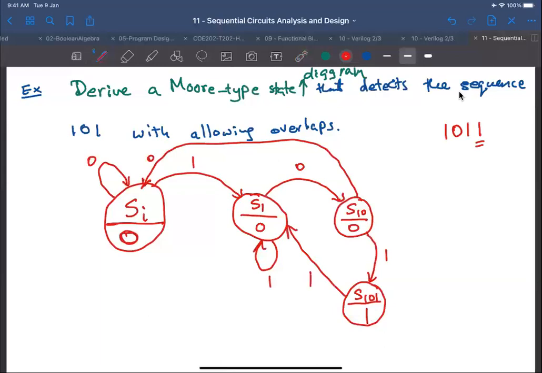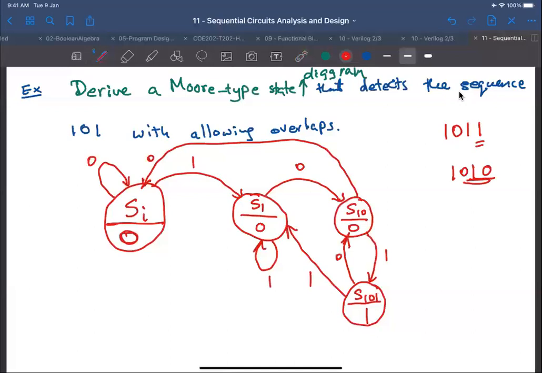This is 1. If I am in S101 and I receive a 0, where do I go? Stay in S101? You mean the output, since I got 010, I should get what? I should get a 1 as well? I'm sorry, it's S10. So you go back, this is part of my sequence, right? So you go to S10 if you receive a 0. Is this clear? It's important that this is clear, guys.